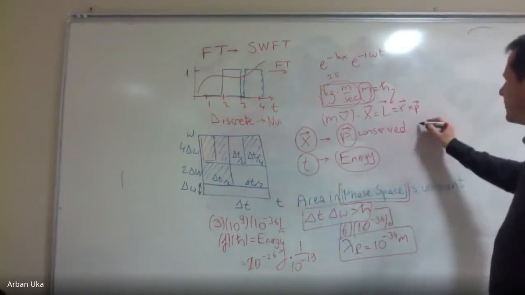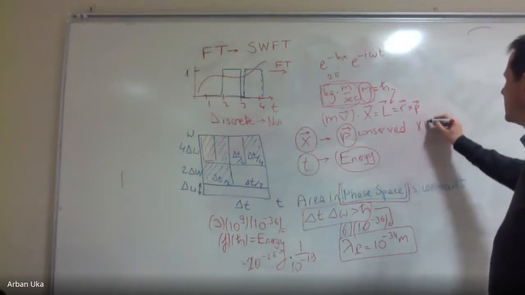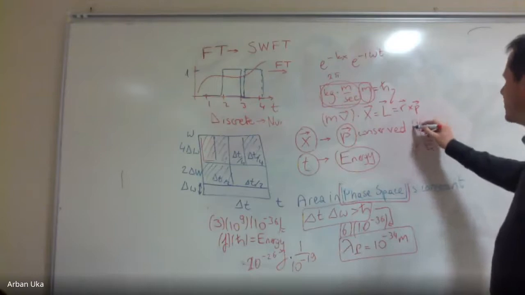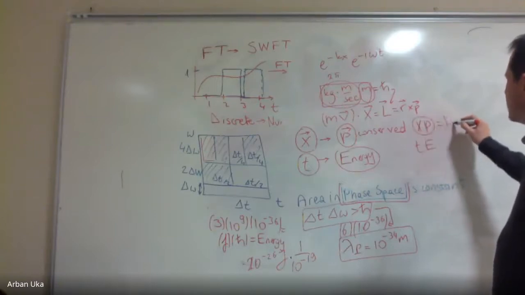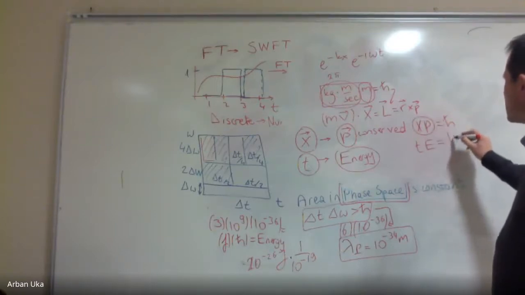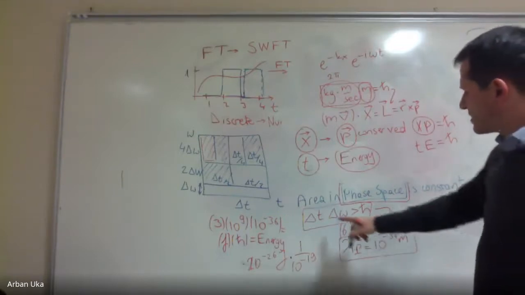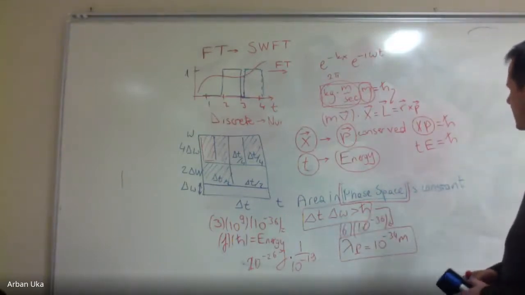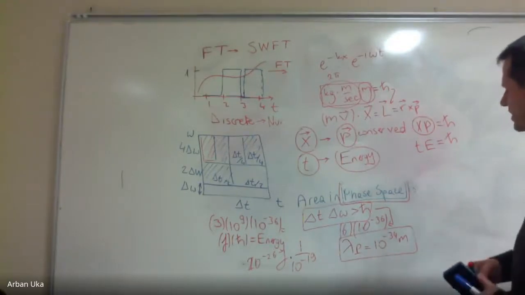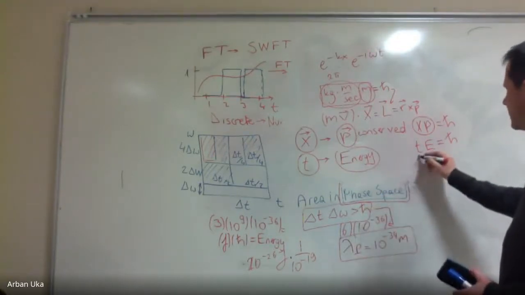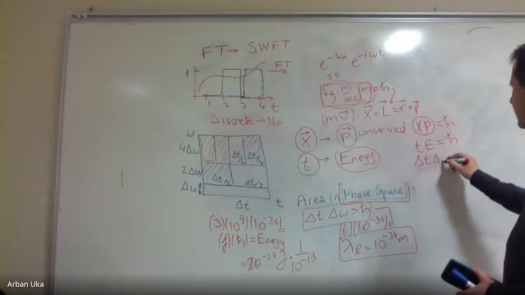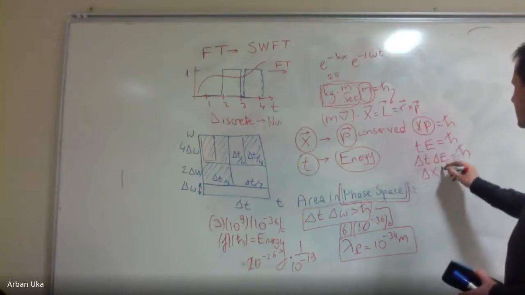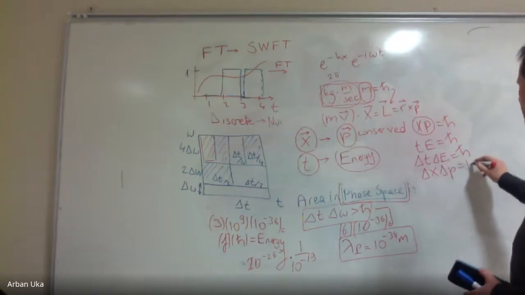get the following. We get x times p, and here we have t times energy. The units of this are also the same. So the unit here is also h. This is also h. And this expression here, delta t times delta omega, this is in fact, we can say the following. So here we have delta t times delta E. This is equal to this constant. And delta x times delta p is also the same constant.